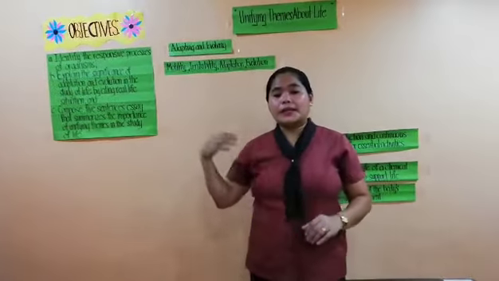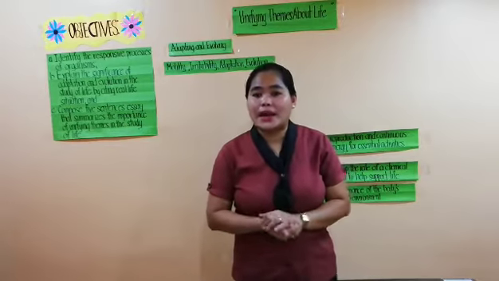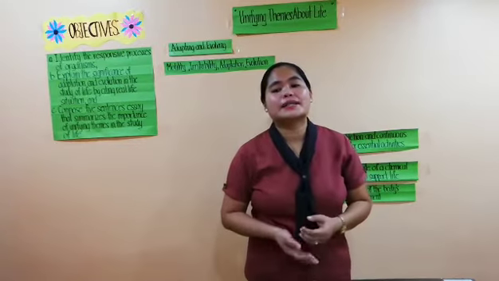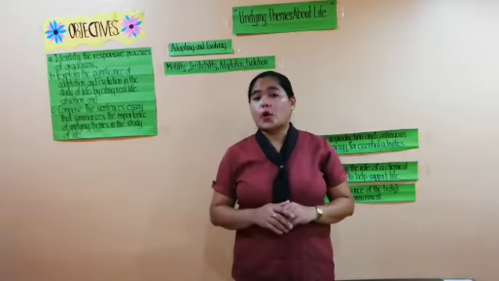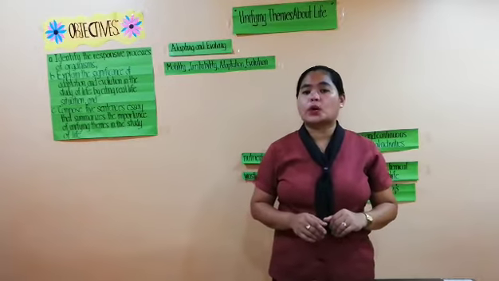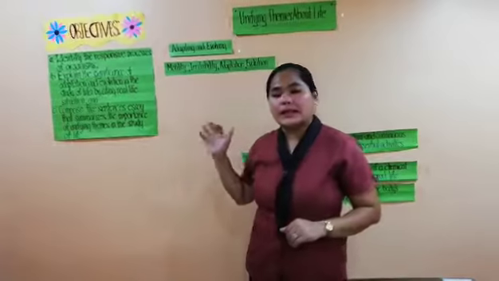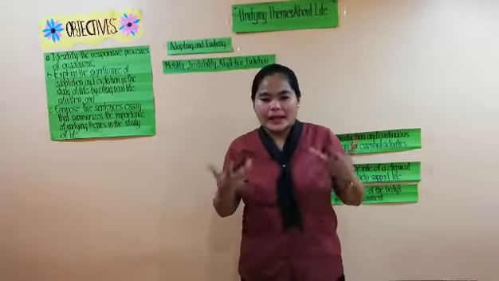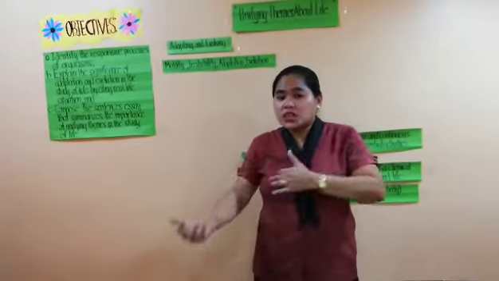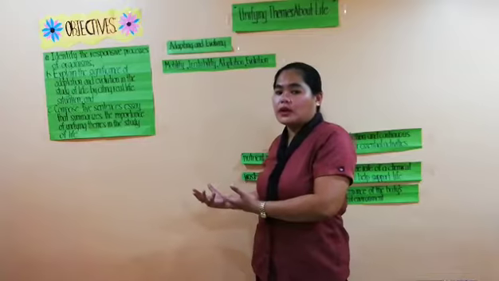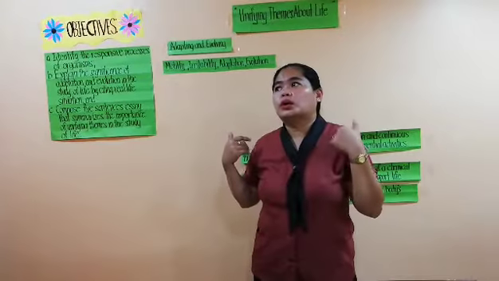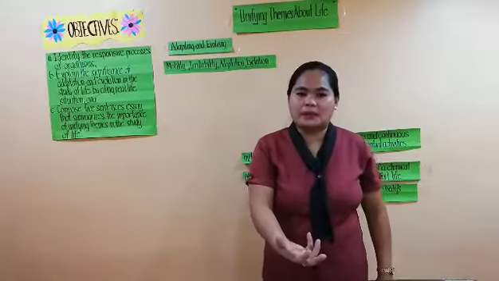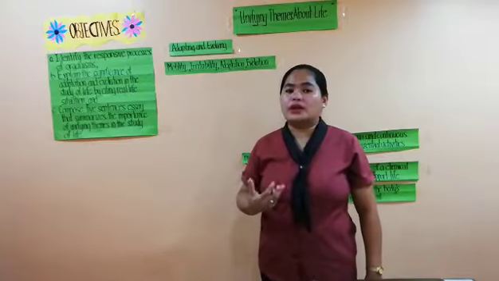Now, irritability refers to the external factors or stimuli such as light, sound, temperature, pressure, food sources, or presence of chemical substances that affect living things. The reaction of organisms to respond appropriately to a stimulus is called sensitivity or irritability. So that is why, class, we tend to get irritated if we feel something itchy in our environment, or we tend to get angry if we hear loud noise.